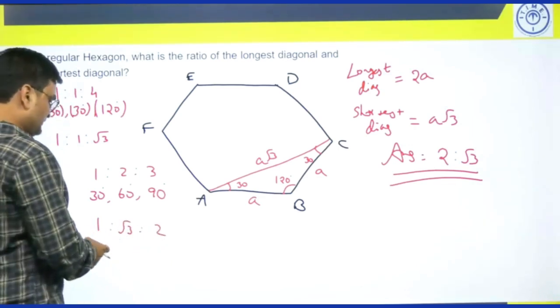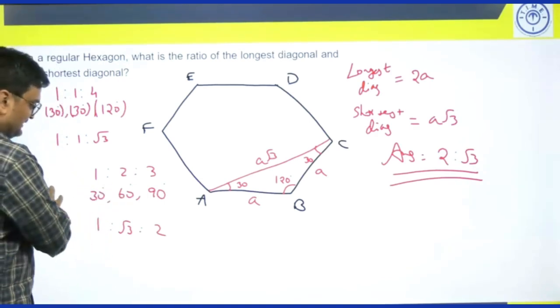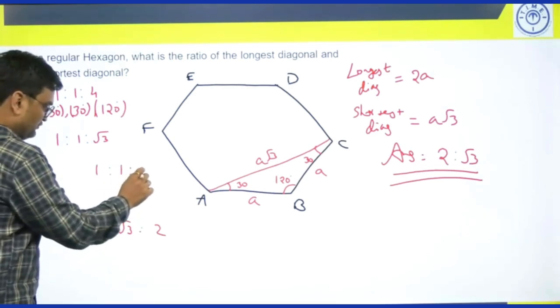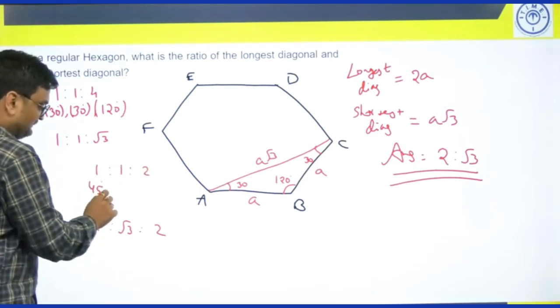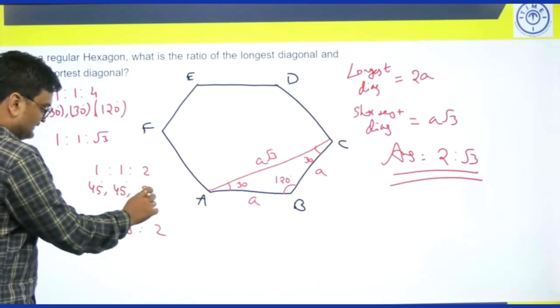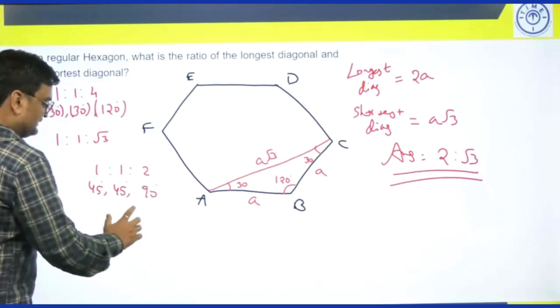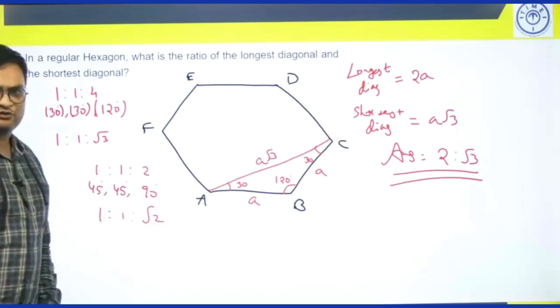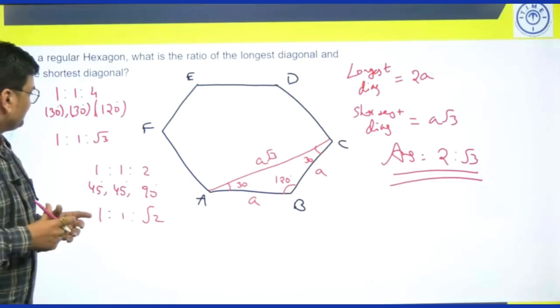Similarly, there is one more. If you can note this, similarly there is one more. If the ratio of the angles is 1:1:2, that means 45 degree, 45 degree, 90 degree, then the ratio of corresponding opposite sides will be 1:1:√2. So these are the three different properties that we have.